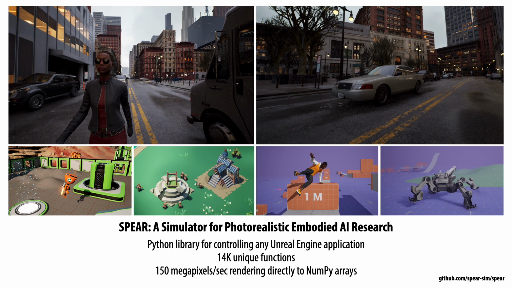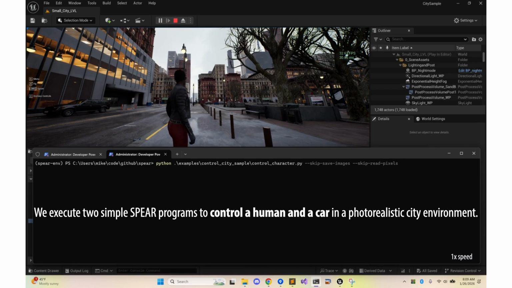Additionally, a single Sphere instance can render photorealistic beauty images directly into a user's NumPy array at over 150 megapixels per second, which is an order of magnitude faster than existing Unreal plugins. Let's look at some applications we implemented using Sphere. In this application, we execute two simple Sphere programs to control a human and a car in a photorealistic city environment.